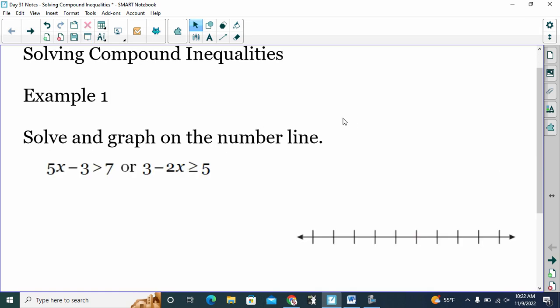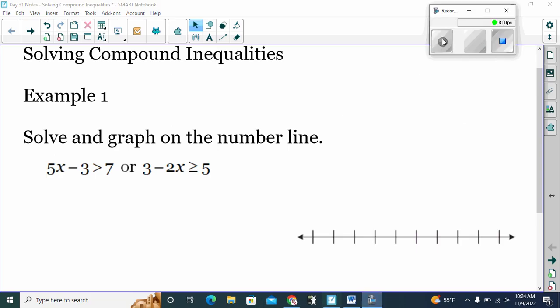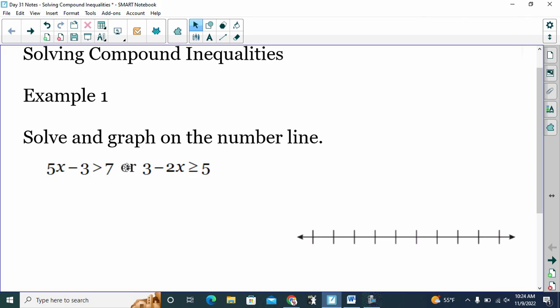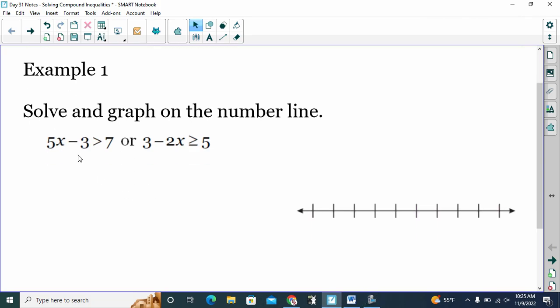And we are given 5x minus 3 is greater than 7, or 3 minus 2x is greater than or equal to 5. So because we have two inequalities connected with an or sign, we're just going to solve each inequality independently. We'll solve 5x minus 3 is greater than 7 and get a solution for that. We will solve 3 minus 2x is greater than or equal to 5, and then we'll just bring down the or sign. So we've solved lots of inequalities like this one here.